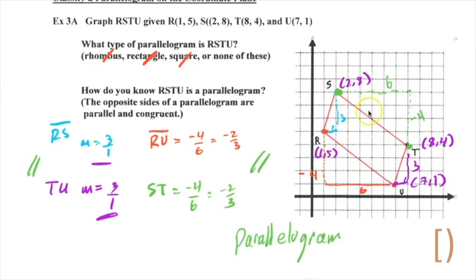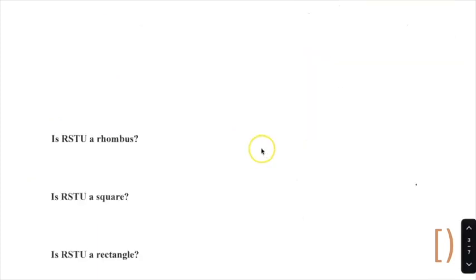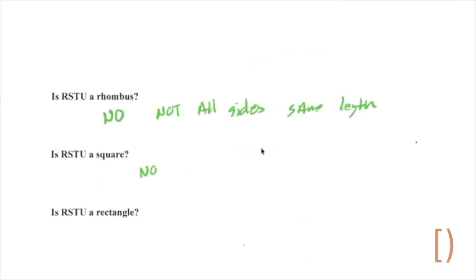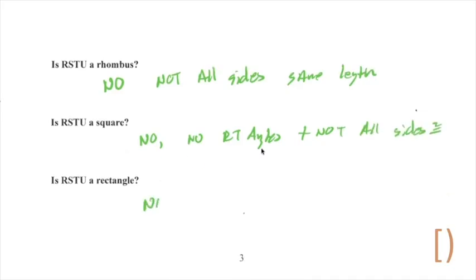But it's not a square because these are not the same size. I mean, we could do the distance formula, but by looking at it, it's not a rhombus, same problem. It's not a rectangle because these don't make a 90-degree angle. It must just be a parallelogram. Is it a rhombus? No. Not all sides the same length. Is it a square? No. No right angles. Not all sides the same. And it's not a rectangle. No. No right angles.